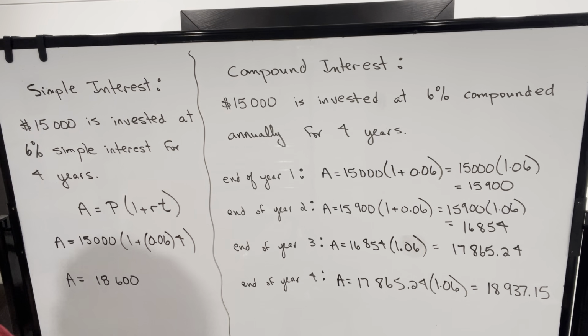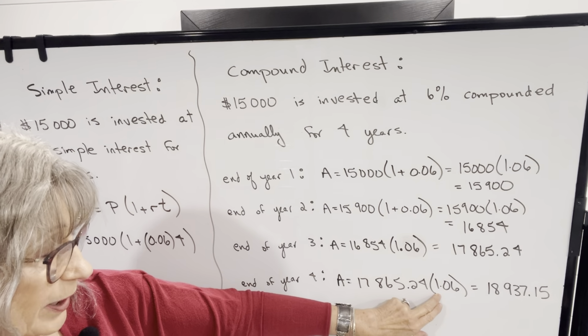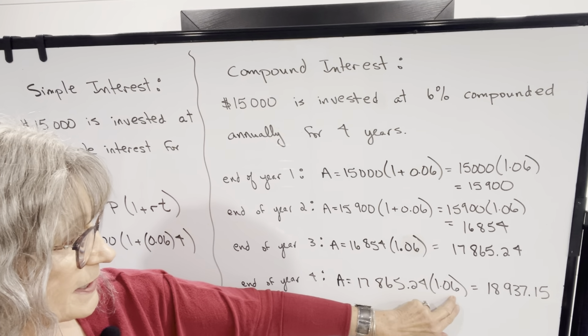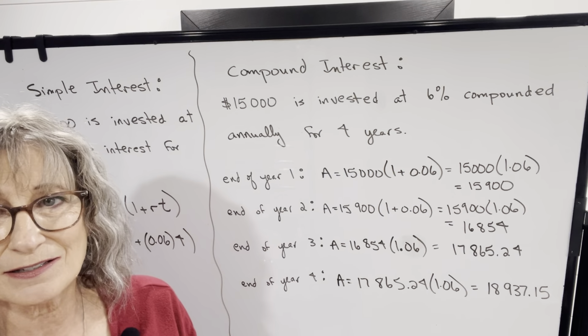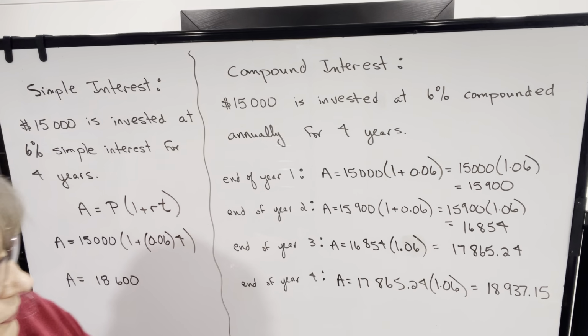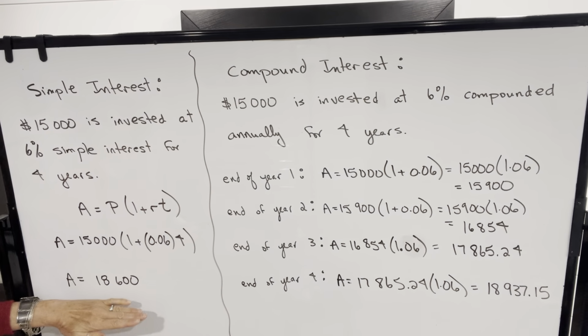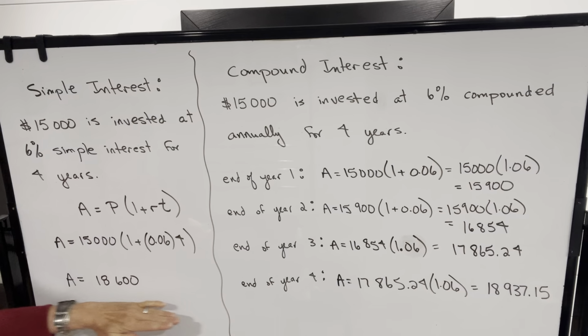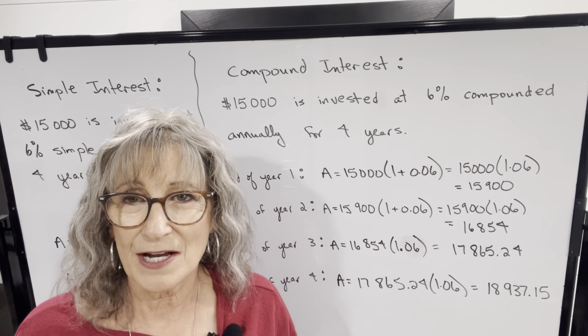$17,865.24. And in the last year, in year 4, we're going to earn interest on this whole amount. So we take that and multiply by 1 plus 0.06 or 1.06, and we get $18,937.15. So at the end of 4 years, this is what our investment is worth compared to when we were earning simple interest. So when you're earning interest on the interest, your investment grows faster.